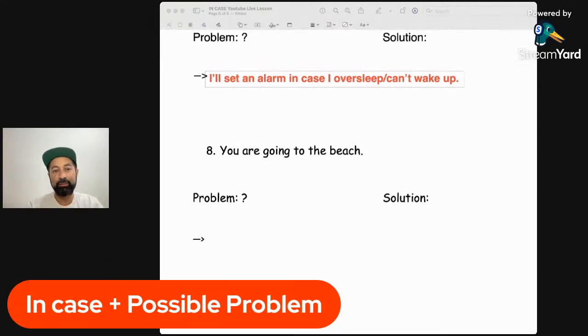All right, let's do the last one together. Number 8, last one: you're going to the beach. That's your theme. That's the situation. That's the scenario. What's a possible problem, or it doesn't have to be a problem? What's the possible future action that may happen? And then how do we prepare for that?